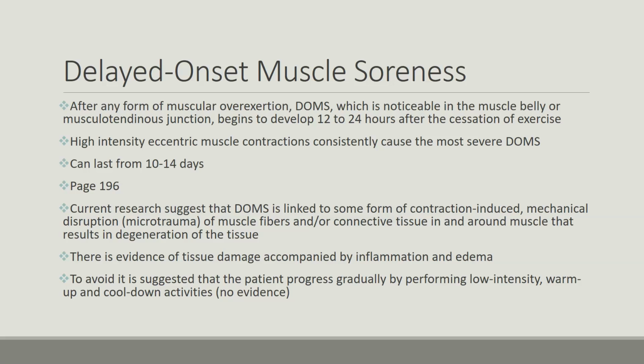So as I said, delayed onset of muscle soreness after any form of muscular overexertion, which is noticeable in the muscle belly or muscle tendinous junction, begins to develop anywhere from 12 to 24 hours after the cessation of exercise. High intensity eccentric muscle contractions cause the most severe, and the worst can last 10 to 14 days. Just check on page 196 in your REMX book. You'll see some discussion around DOMS.